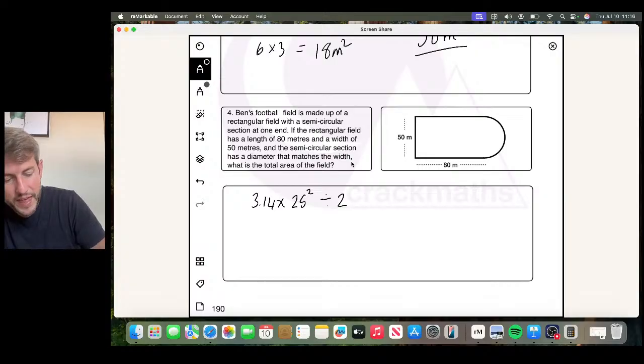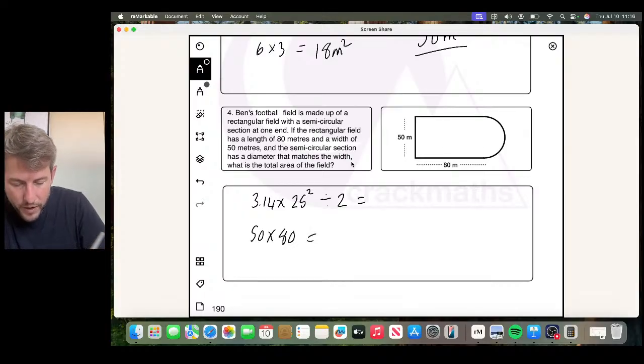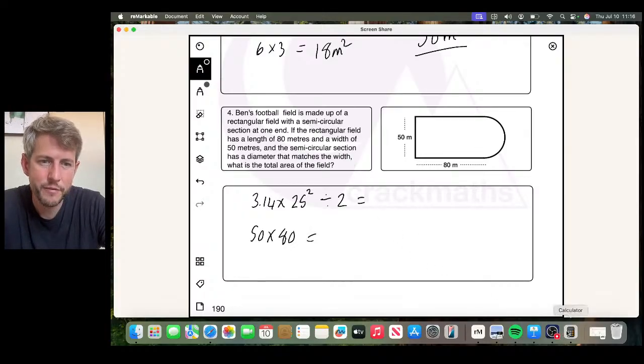Okay, and that will be the area of the semicircle. The rectangle will just be 50 times 80. So we can work out what both of these are and then add them together.